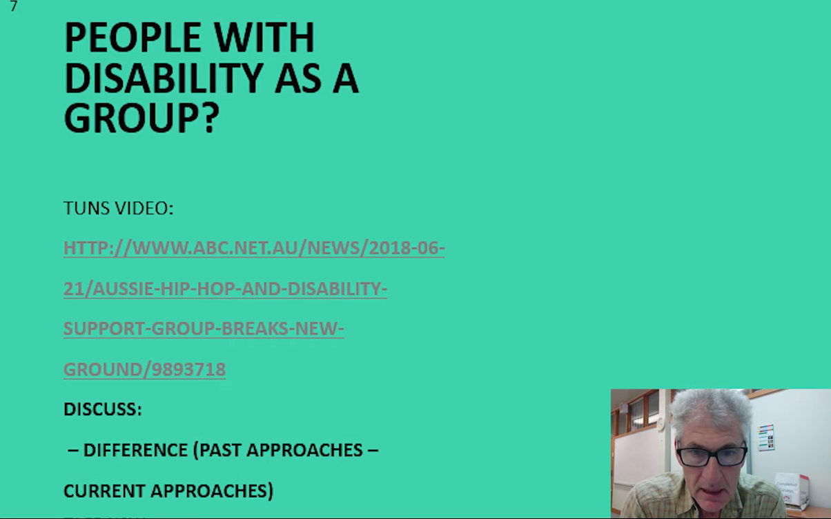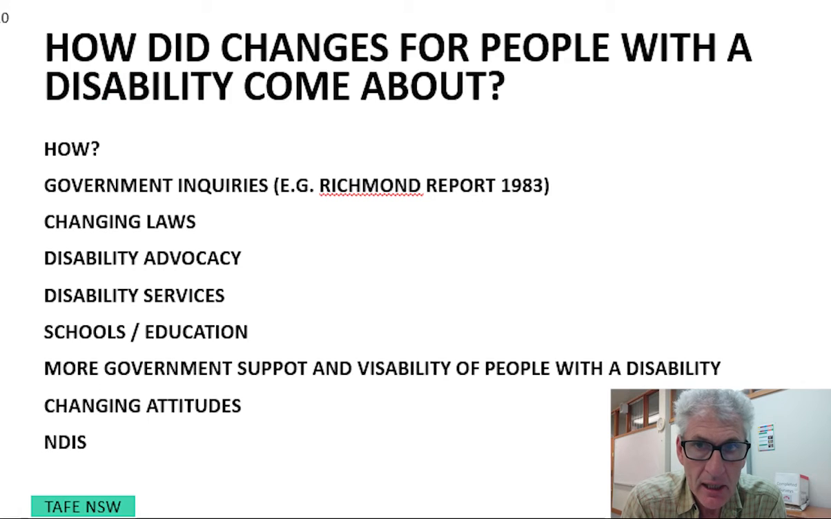We spoke about the influences, things like there was the Richmond Report in 1983 that outlined the need for people to be included fully in community, regardless of disability. There's been political pressure, there's been activism. The NDIS would be another influence in terms of making sure that people with a disability are included fully in the community and full life.